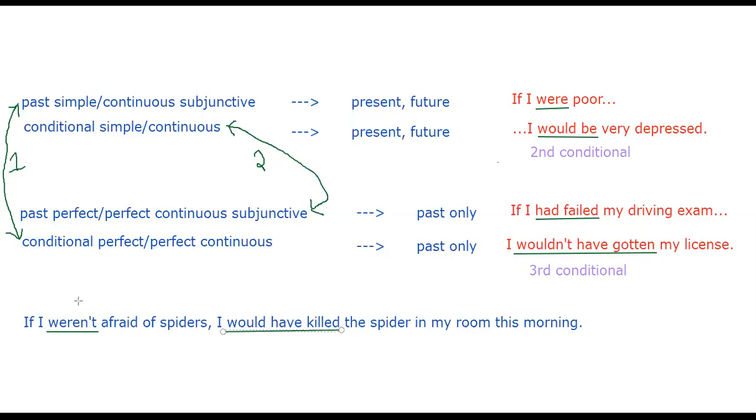You could technically say if I hadn't been afraid of spiders, but that just implies that you were afraid back then and that you're not afraid now. But that's not really what I'm trying to say here. I'm saying that I'm still afraid of spiders. Like, that's a present situation. But you could change it to a past situation if you're no longer afraid of spiders. So that's the difference here that you need to keep in mind. The weren't here points to the present because you are afraid of spiders. If you used hadn't been, that would mean that you were afraid of spiders in the past, but now you're not. So keep that in mind.